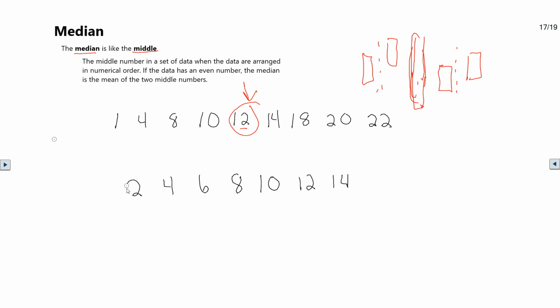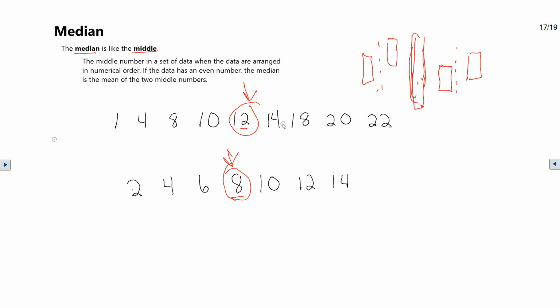So what is the median here? We have 1, 2, 3, 4, 5, 6, 7. We have 7 numbers. Okay. So 1, 2, 3, and 1, 2, 3. Okay. So this is the middle. What is the median? 8.